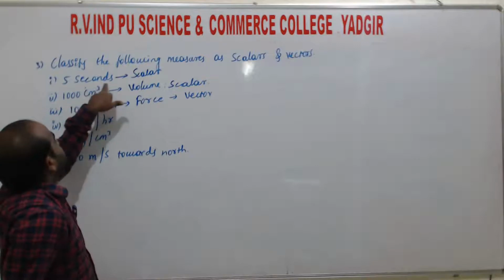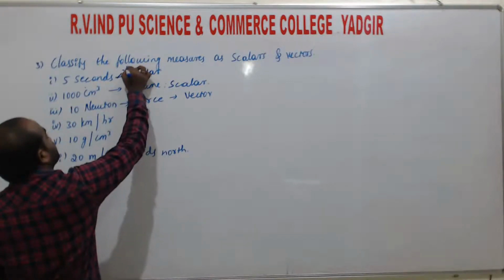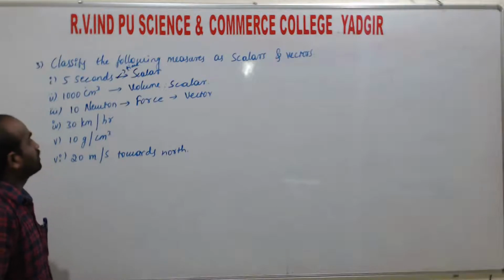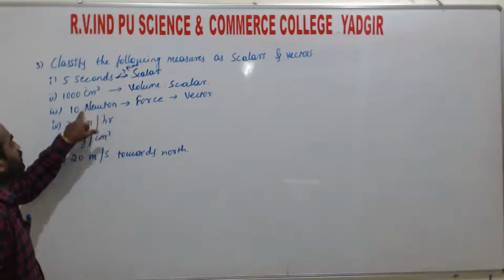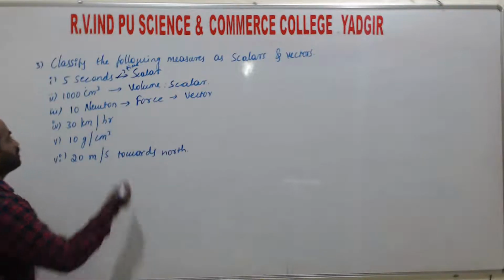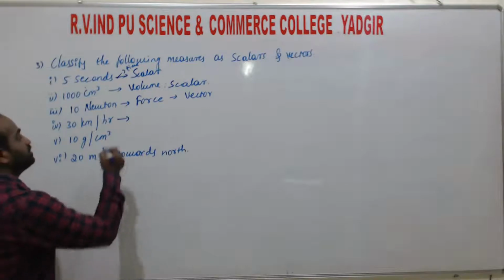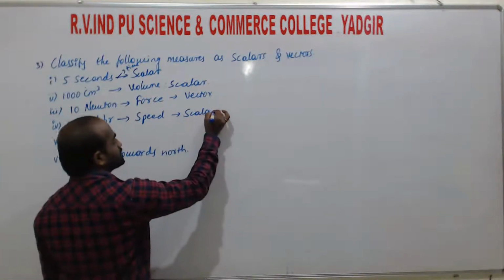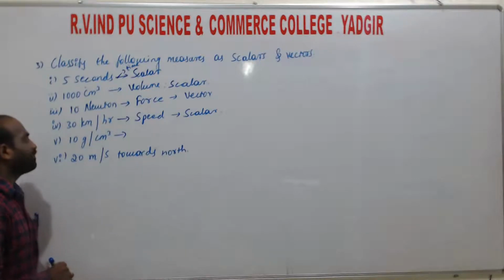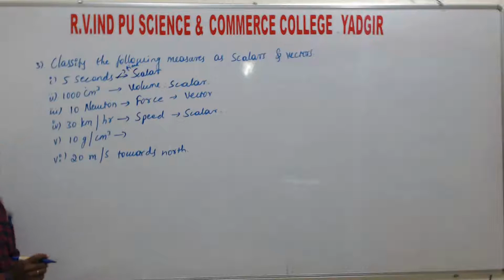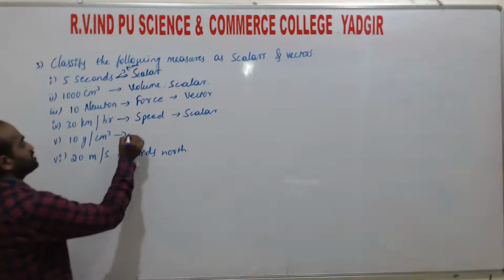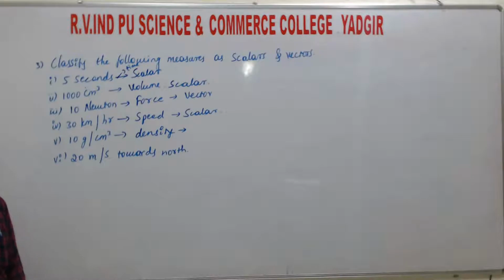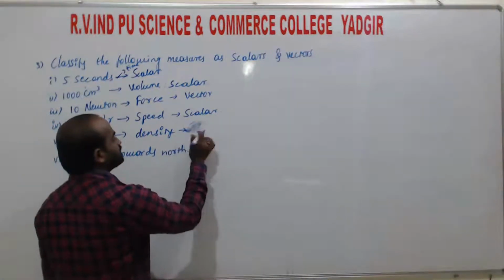Only number. This one, 5 seconds: time. Time is a scalar. Then this one is volume. Volume is a scalar. Next is 10 Newton. You need force. Force is a vector. Next is kilometer per hour. This is speed. Speed means scalar. This is only a number, scalar. Next is 10 gram per cubic centimeter. Okay, this is density. Density is a scalar.